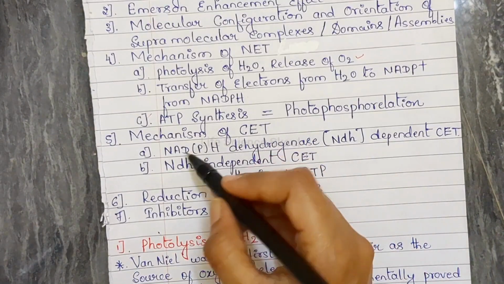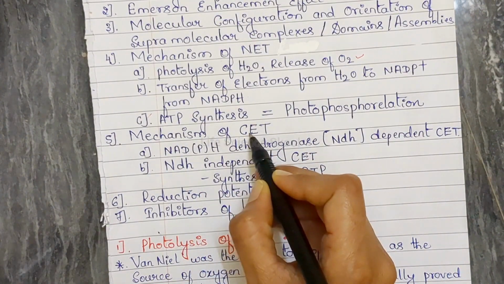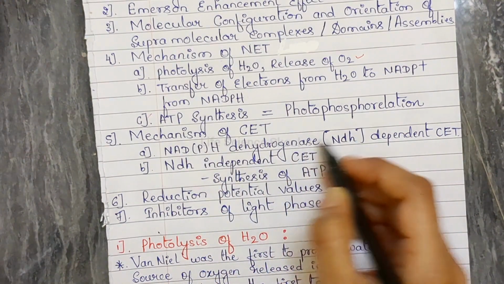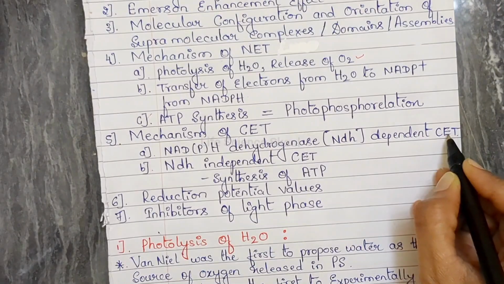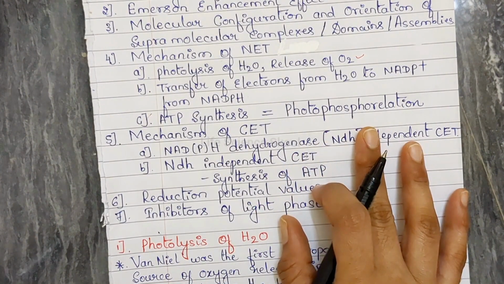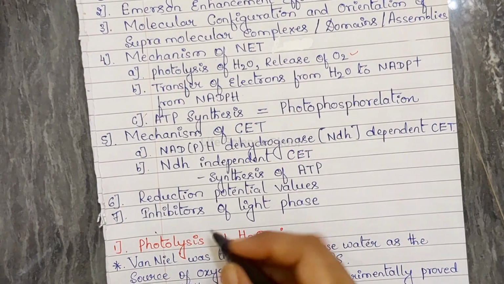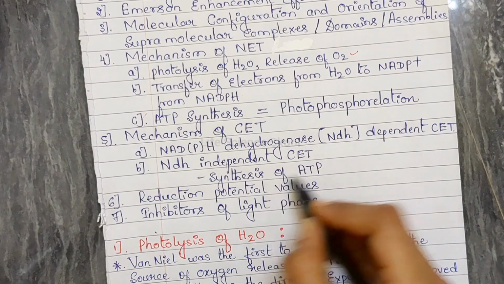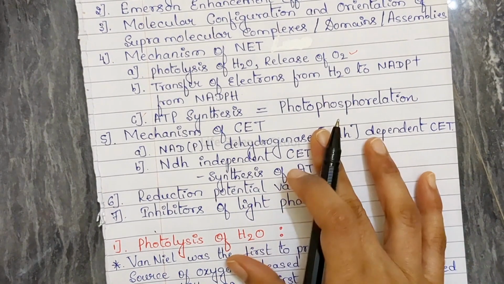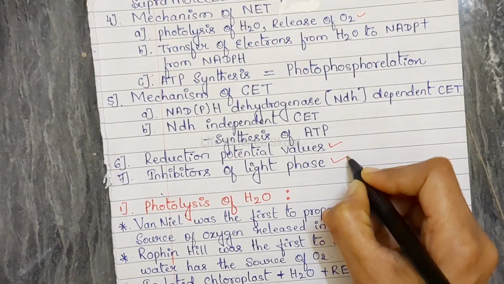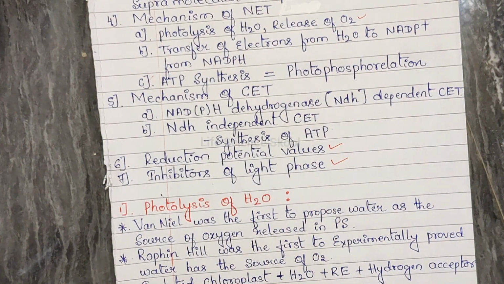And moving on to the fifth one, the mechanism of cyclic electron transport, where we will study the NADPH dehydrogenase enzyme dependent cyclic electron transport. And the next one, NADH independent CET, where there is a synthesis of ATP in this process. And the next one, reduction of potential values. And the seventh one, inhibition of light phase: how the light phase is inhibited, and what factors inhibit the light phase.